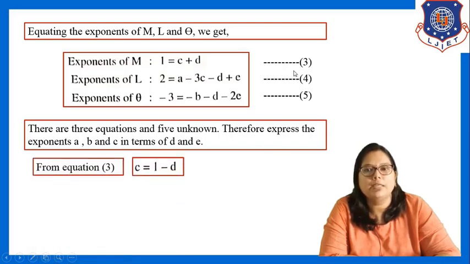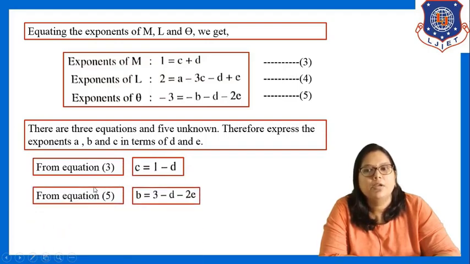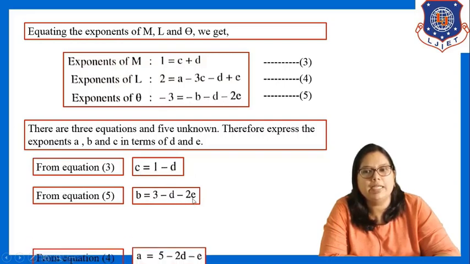From equation 3, I can write c is equal to 1 minus d. From equation 5, b is equal to, what will happen? Minus 3 plus d plus 2e. Fine. Or b comes on this side. So b is equal to 3 plus d plus 2e. So again c is in terms of d, b in terms of d and e.